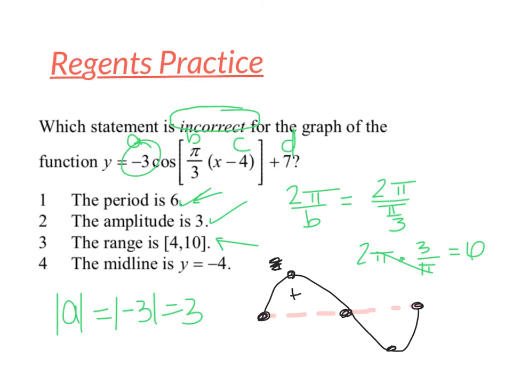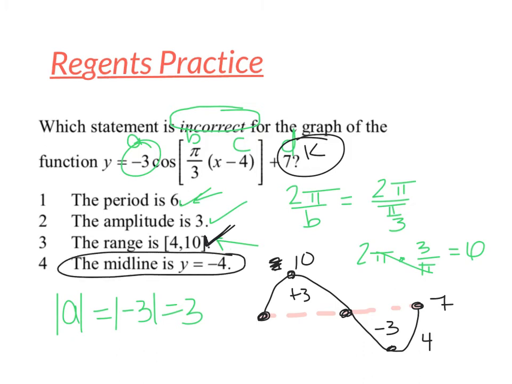So I'm going to add 3 and then subtract 3 from my midline. My midline is my K value, which is right here. So if my midline's 7 and I take away 3 from 7, I'm going to get 4. If I add 3 to 7, I'm going to get 10. So this statement is true. What is not true is the midline is -4. You can clearly see in the equation that 7 is K, so this should really say that y is 7.